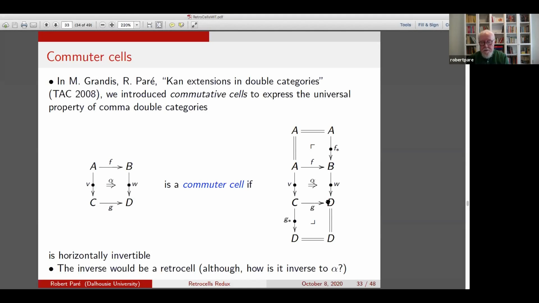So this is what a commuter cell is, and then the inverse would be a retrocell, although it's not completely clear how, being a retrocell with the same boundary, it's inverse to alpha, but I will come to that shortly.